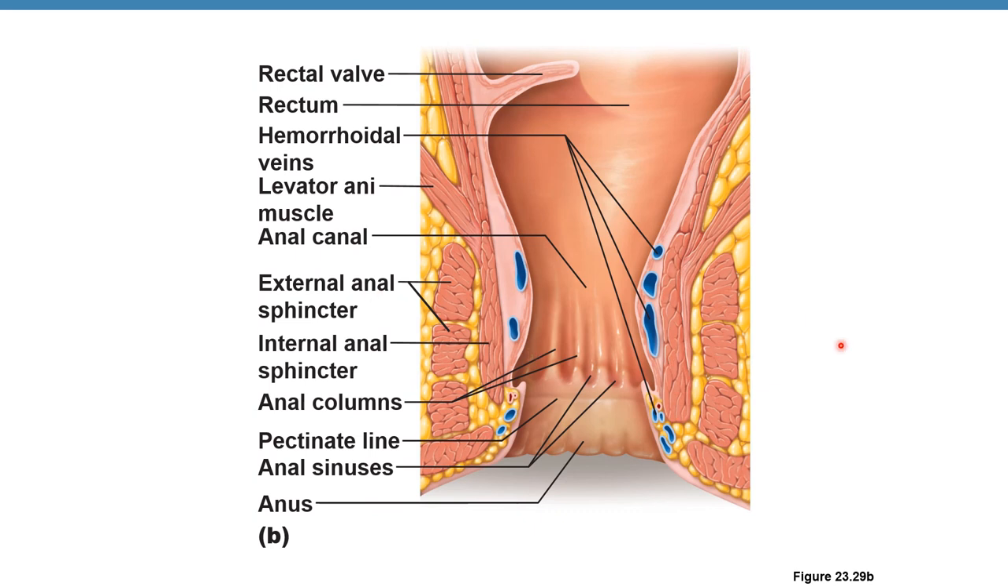Okay, so that's the last slide, and we finish the digestive system. We finish chapter 23. Make sure you watch both parts, part 1 and part 2, and I hope it was helpful.